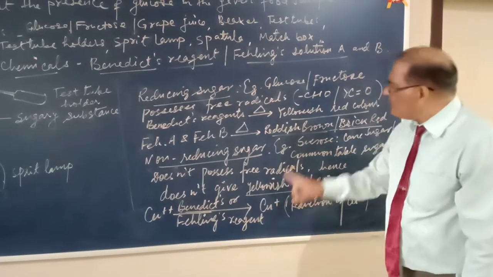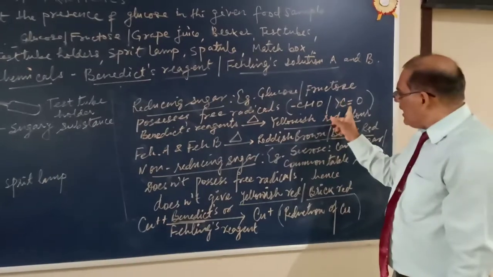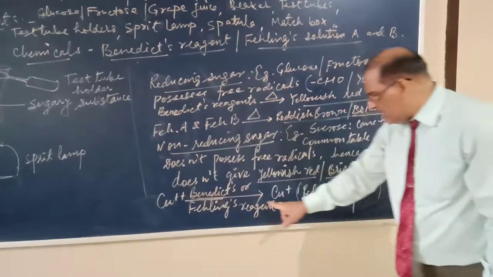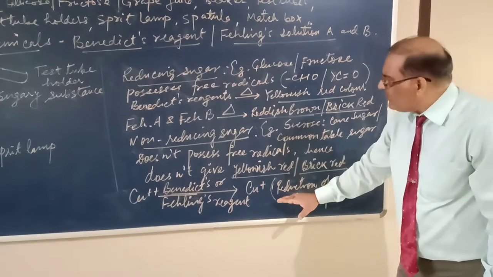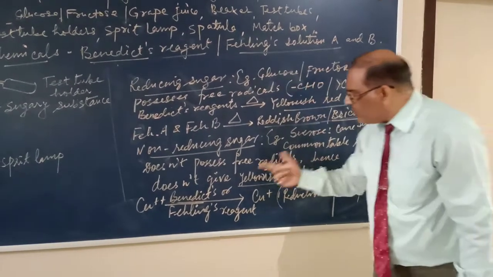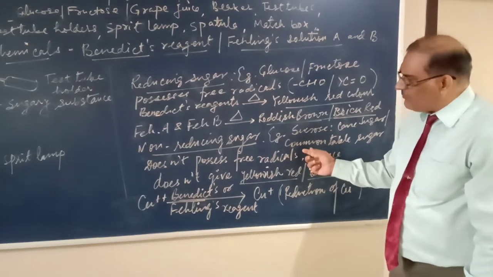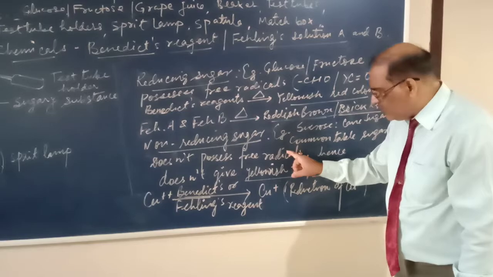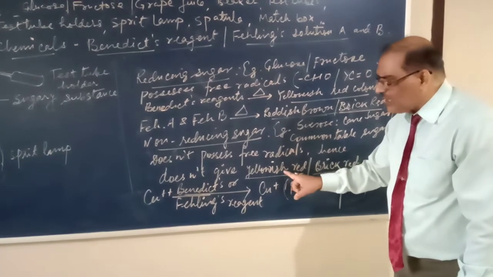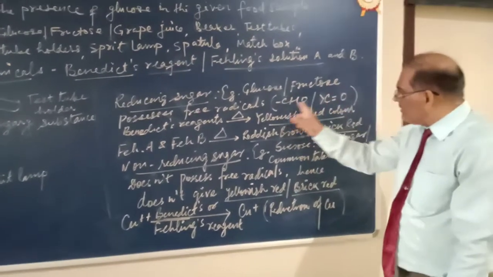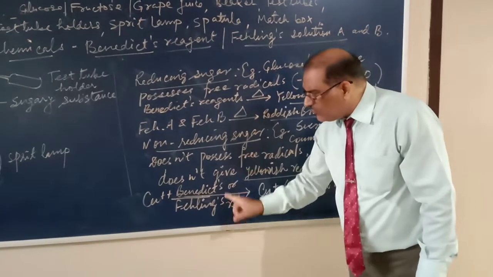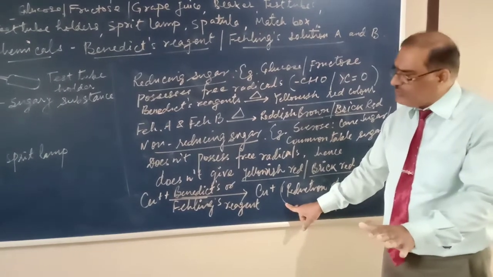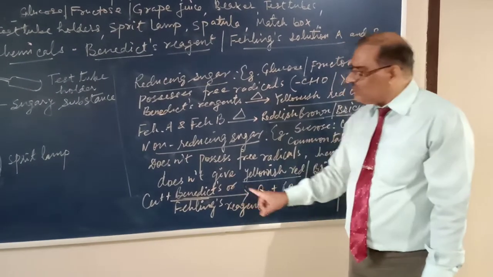If the sugar is reducing, it has free radicals. In the presence of free radicals only, reduction takes place. Cu++ is reduced to Cu+. There is reduction, hence these are called reducing sugars. If we use sucrose, after adding Benedict or Fehling reagent on heating, sucrose will not give any color because sucrose has no free radical. In the absence of free radicals, sucrose cannot reduce cupric into Cu+. There is no reduction in case of sucrose, so sucrose is called non-reducing sugar.